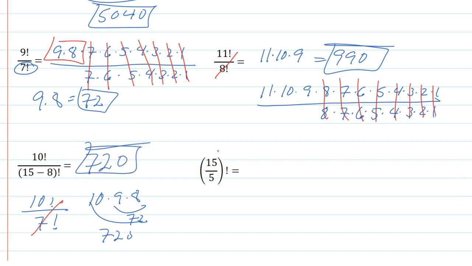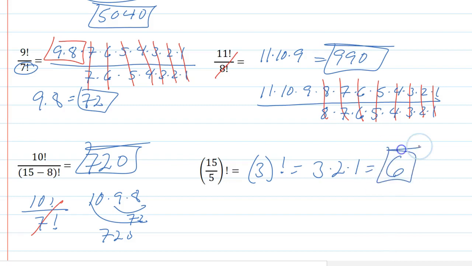Our last problem here. Now the division is inside the parentheses with the factorial out there. Because I have to take care of what's inside the parentheses first, I need to do my division first. 15 divided by 5 is 3. So that gives me 3 factorial. Well, 3 factorial is 3 times 2 times 1, which is equal to 6. So remember your order of operations. If they're inside the parentheses, you need to do that first.